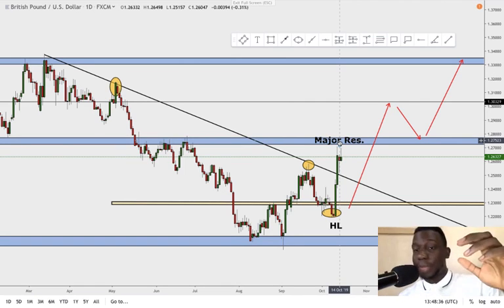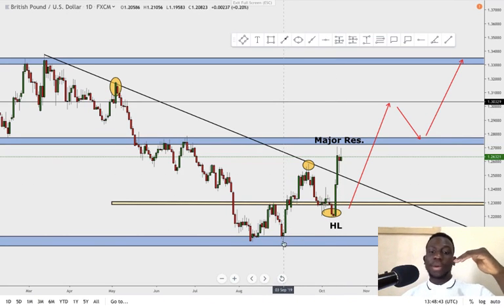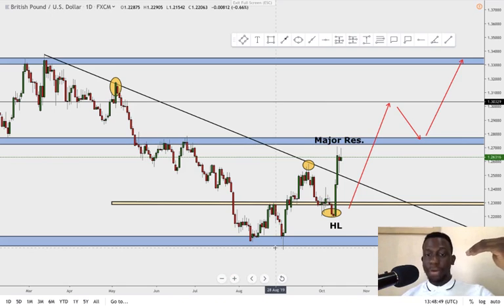Guys, I don't know why I'm fumbling my lines, but I'll take that again. If you guys know me and know the way I trade, I believe that the market always moves from one area of major support to another area of major support, be it support or resistance, from one major area of price action to another.